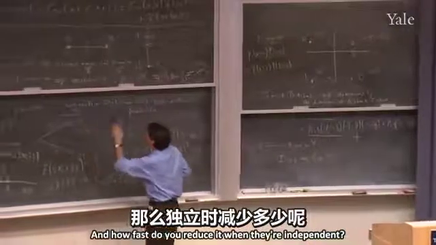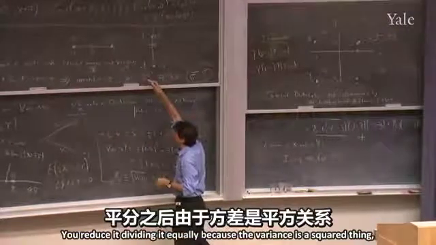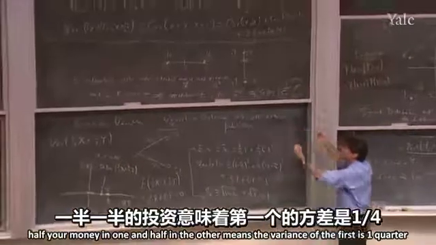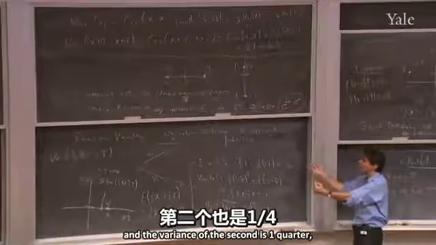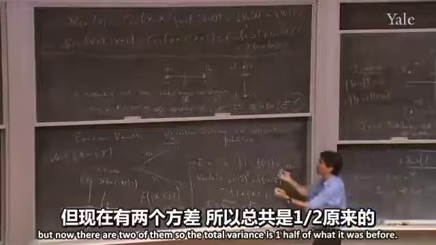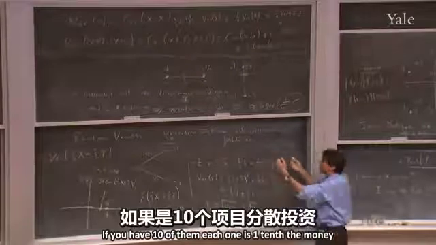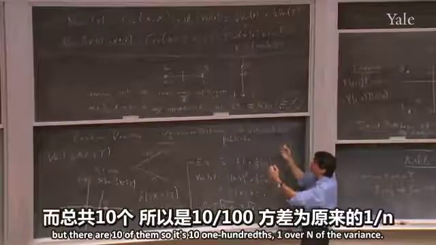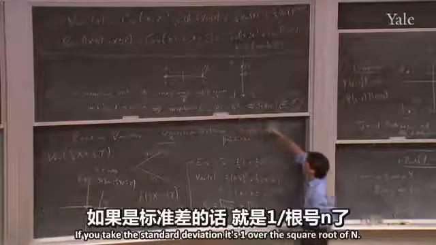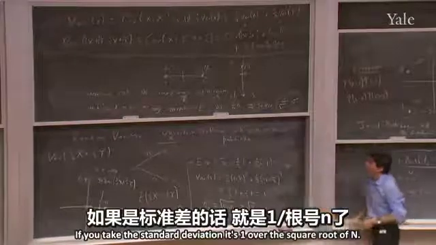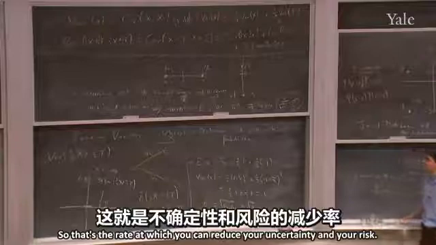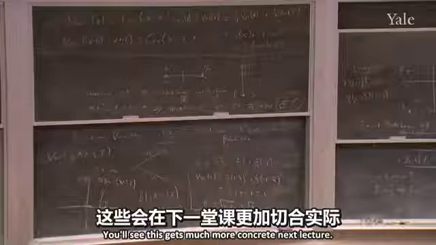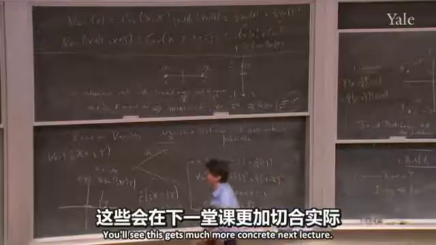And how fast do you reduce it when they're independent? You reduce it by dividing equally, because the variance is a squared thing. Half your money in one and half in the other means the variance of the first is a quarter, and the variance of the second is a quarter. But now there are 2 of them, so the total variance is half of what it was before. If you have 10 of them, each one is a tenth of the money, so it's got 1/100th of the variance, but there are 10 of them, so it's 10/100ths, 1 over n of the variance. If you take the standard deviation, it's 1 over the square root of n. That's the rate at which you can reduce your uncertainty and your risk. You'll see this get much more concrete in the next lecture.